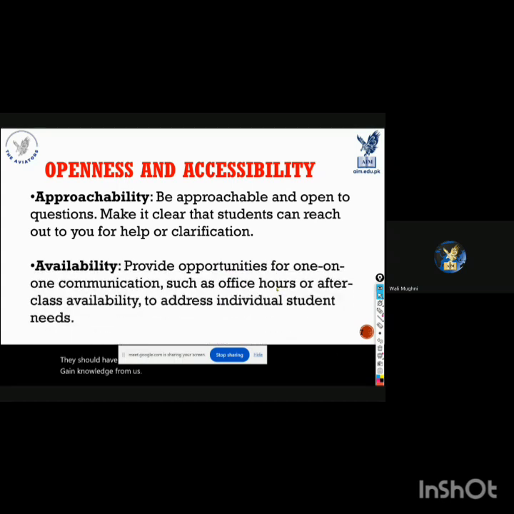And availability. Basically, in the classroom, yes, we are available, but then we should make ourselves more available beyond the classroom also. You should share your email ID, your WhatsApp number, let them get clarifications, to get answers to some questions which they haven't understood. So this is also an important aspect.